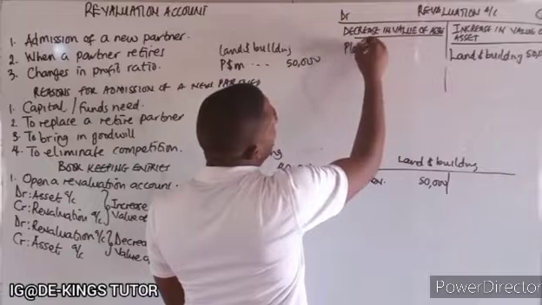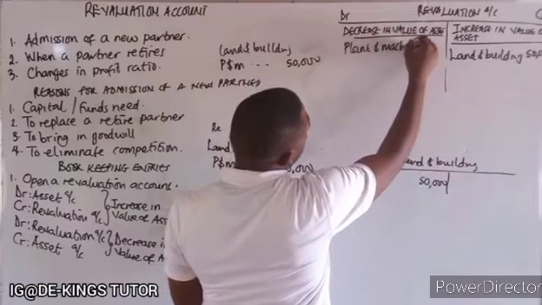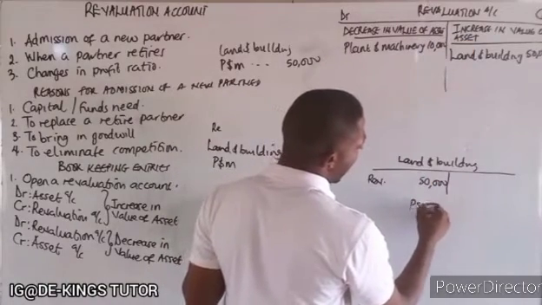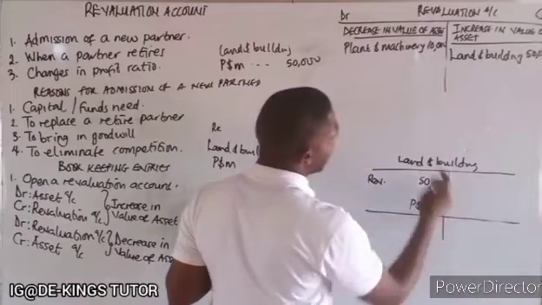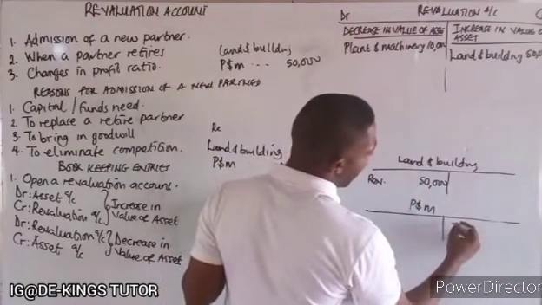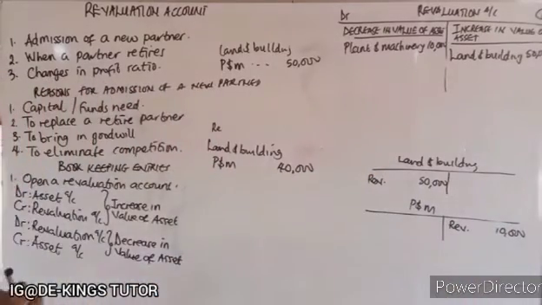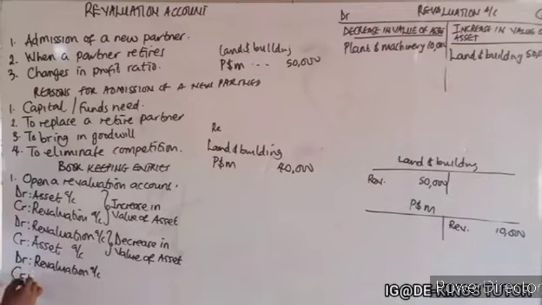So you now post plant and machinery, 10,000. Now you come here, plant and machinery in their individual account is debited. The corresponding entry comes here as revaluation, 10,000. So that will reflect that. Okay. Now also you debit revaluation account and you credit liabilities account.